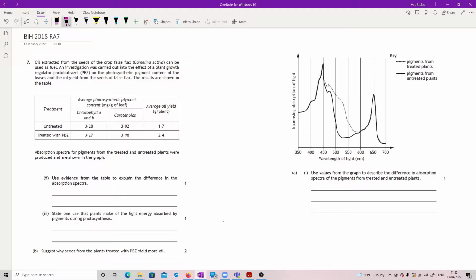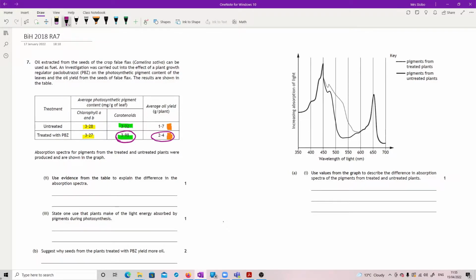Okay, so we have untreated and treated, average photosynthetic pigment content in milligrams per gram, but that doesn't matter. Chlorophyll A and B, they're pretty much the same, 3.28 and 3.27. And then you've also got the carotenoids, and that's where you can see a difference, 3.02 going up to 3.98. And then they tell you that this is the average oil yield, that you get 1.7 in the untreated and 2.4 in the treated. Now, just looking at that, before you even look at the rest of what's going on in the question, you can see that because of this increase in the carotenoids, I'm getting an increase in the oil yield. And that's obviously going to be what the question is about.